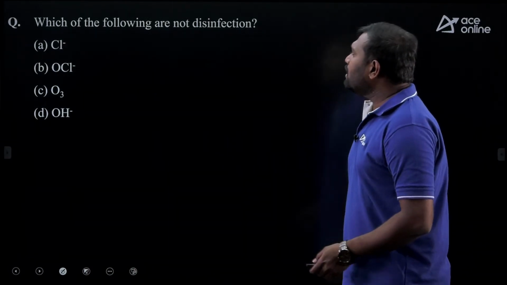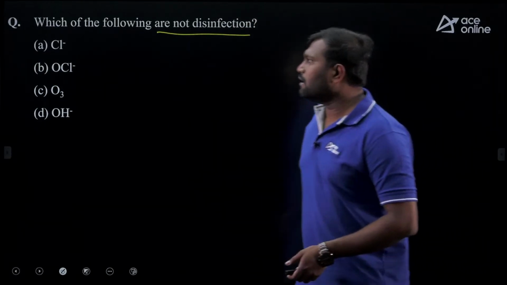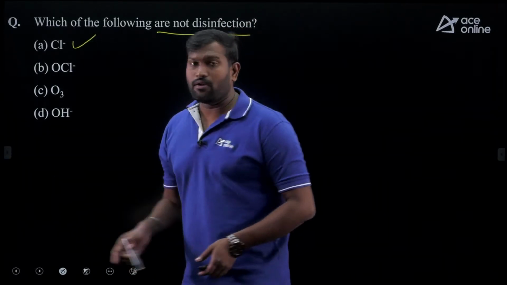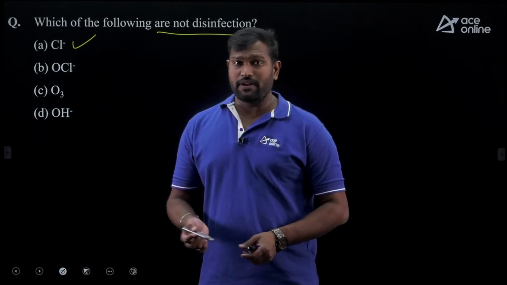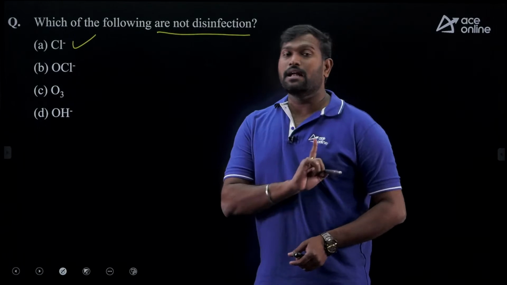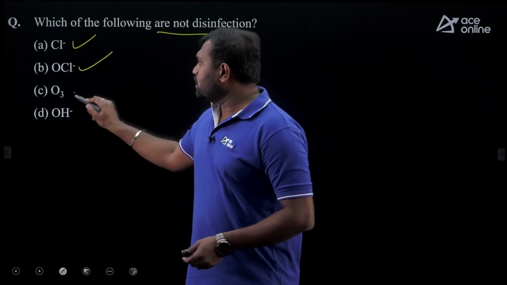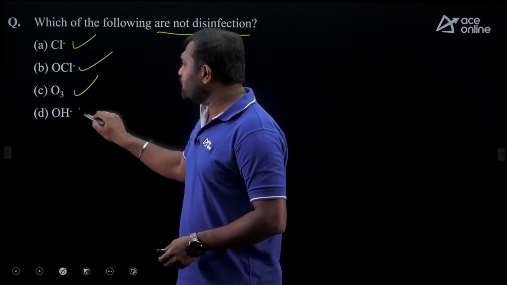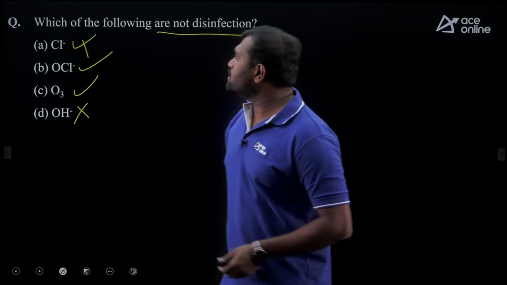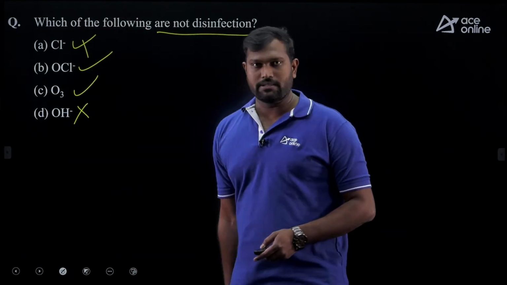Which of the following are not a disinfectant? Out of the forms, this Cl minus is a chloride. Chloride is different, chlorine is different. Cl2 is a disinfectant, whereas Cl minus is not a disinfectant. OCl minus and O3, these two are the disinfectants. OH minus is not going to be the disinfectant. So the correct answers, which of the following are not disinfectants, are chloride and OH minus.